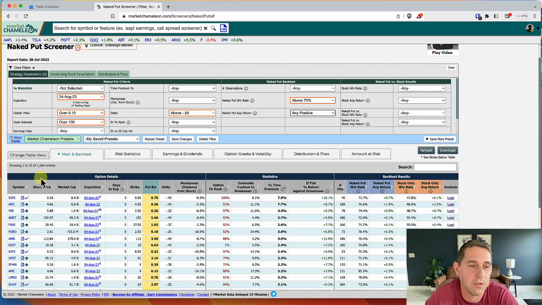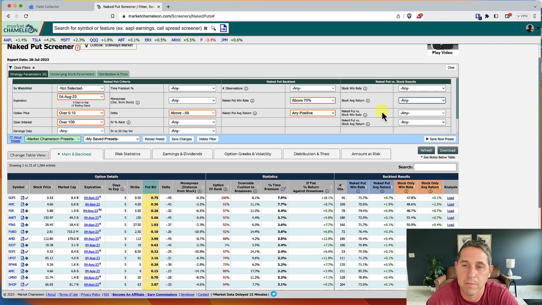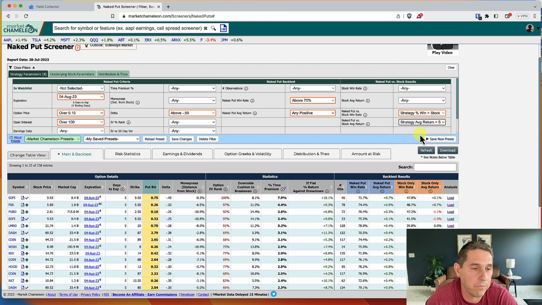If you're getting too many results, you could always narrow it down by pressing above whatever, or stock returns, any positive or whatever. So just keep that in mind. I'm going to leave it blank for now. And this is important, naked put versus stock win rate. So it goes strategy percentage win is greater than stock percentage win. Otherwise, there's no point in doing the strategy. And naked put versus stock average return, so strategy average return is greater than stock average return. Okay, so you see we whittled it down to 238 entries. And we have two more tabs up here.